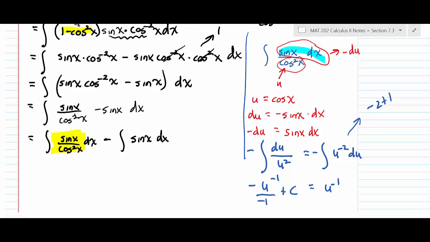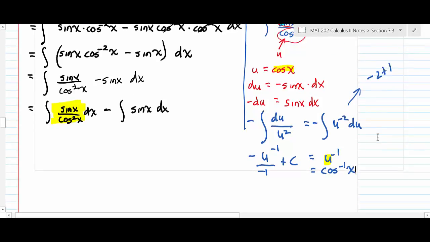And then if we go back in and substitute now, u was cosine. So that means what we would end up getting is cosine to the negative 1 x, like that. Okay, and then we'll go back in and finish our integral and think about what we can do with that then. Okay? All right, any questions so far about anything?